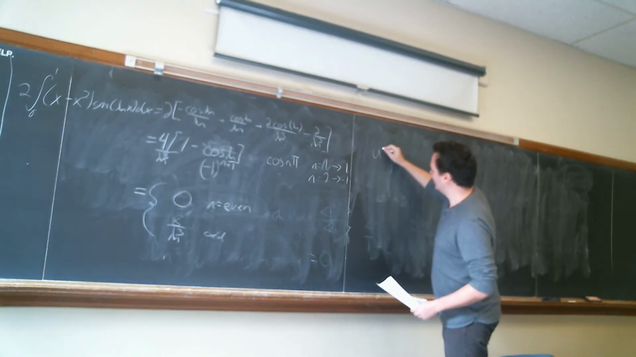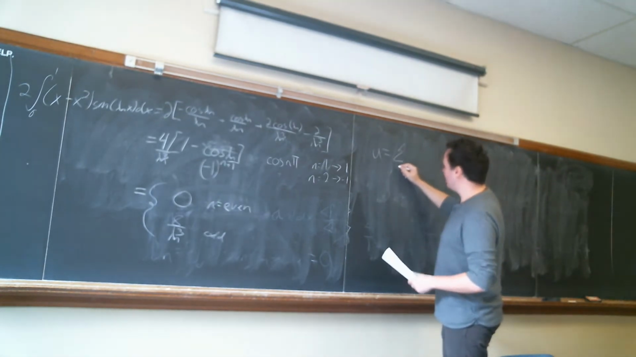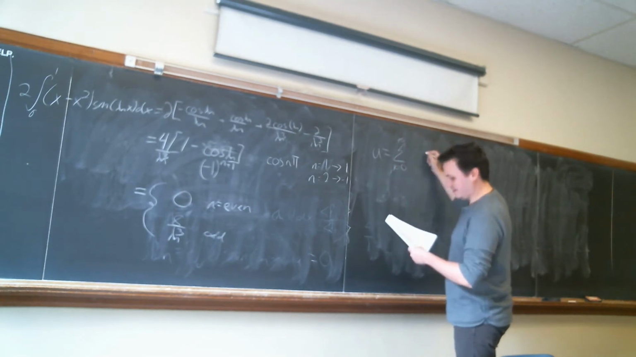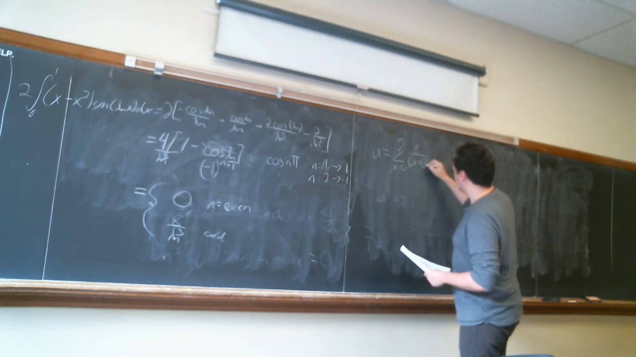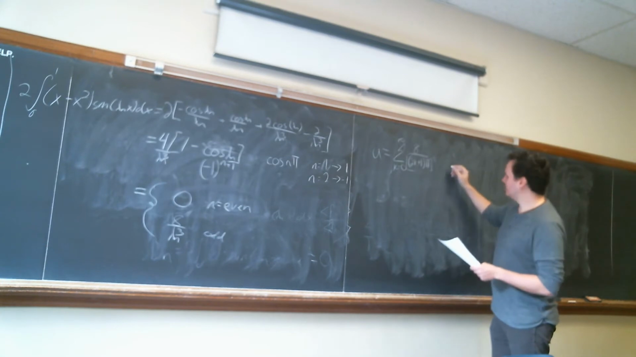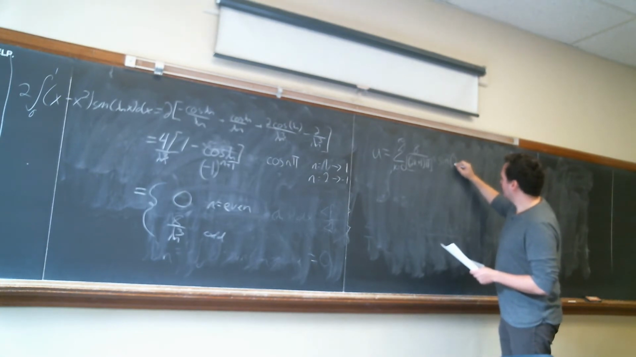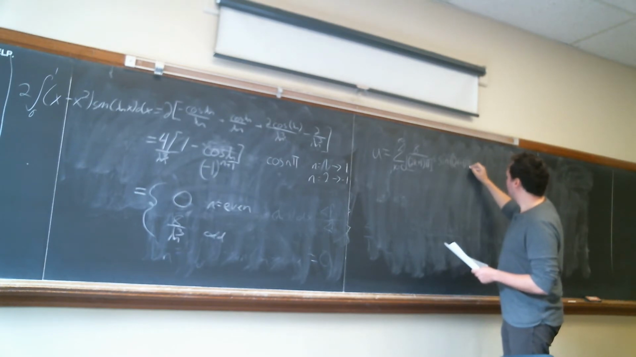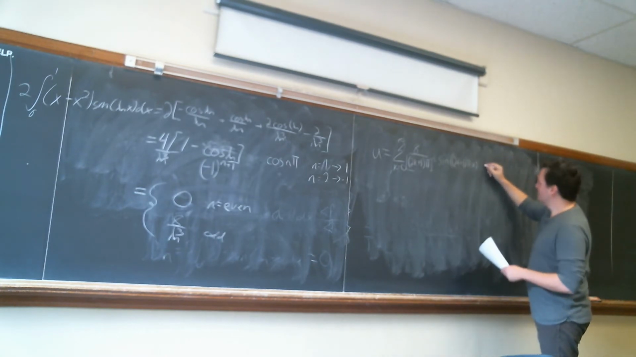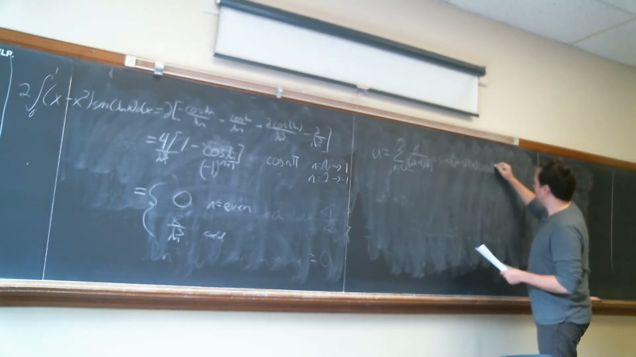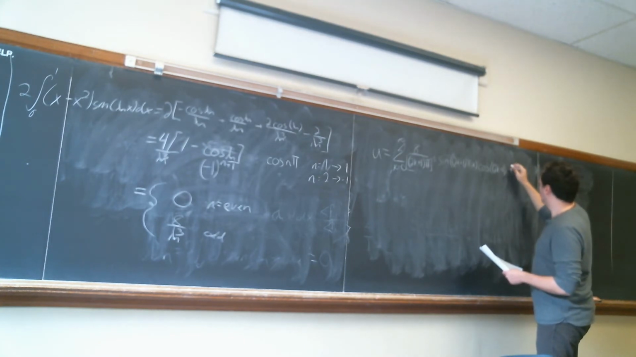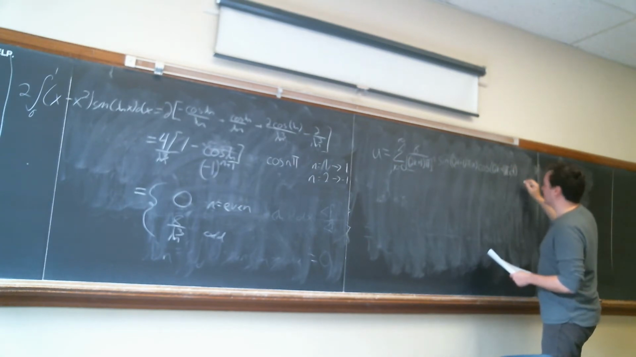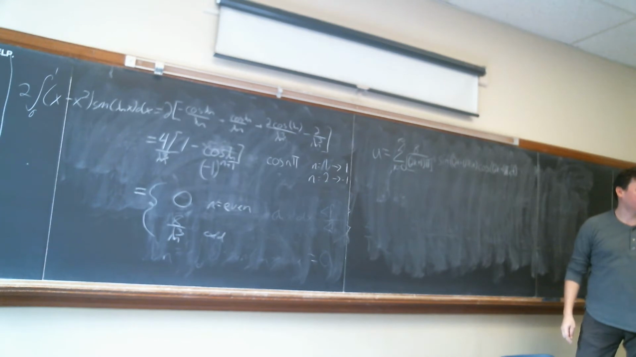So our final solution is u is equal to the summation of k equals 0 to infinity of 8 over (2k plus 1) pi cubed times sine of (2k plus 1) pi x times cosine of (2k plus 1) pi c t. And that's your final solution.